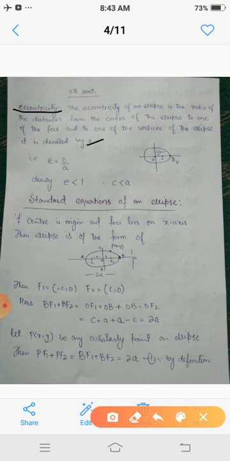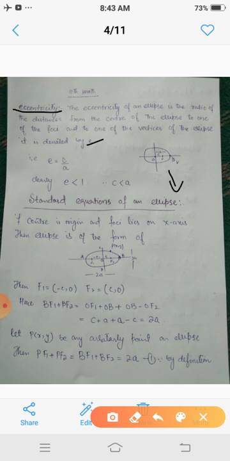Now let us suppose that the major axis of this ellipse is on the x-axis. This means that both the foci lie on the x-axis. Here F is one of the foci of this ellipse. Then by definition, eccentricity is the ratio of the distances from the center of the ellipse to one of the foci.